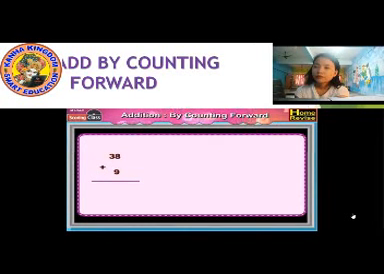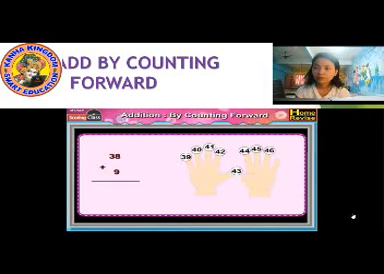Now 38 plus 9. Can you try it yourself? You are right. It is 39, 40, 41, 42, 43, 44, 45, 46, 47. So 38 plus 9 is equal to 47.